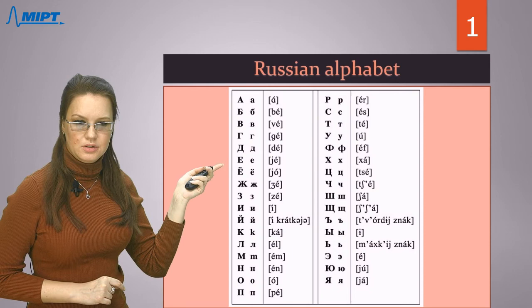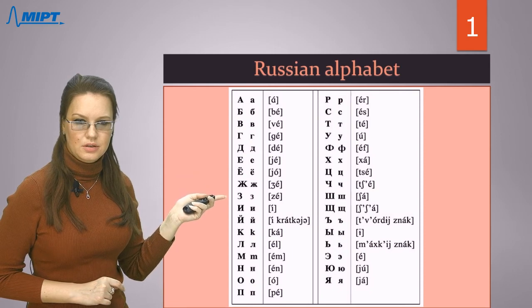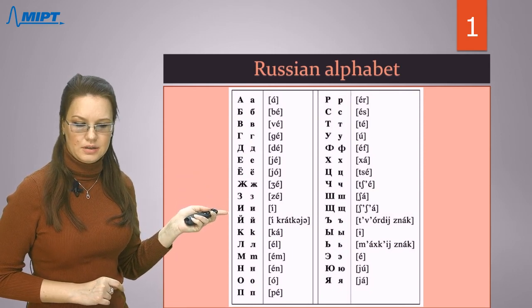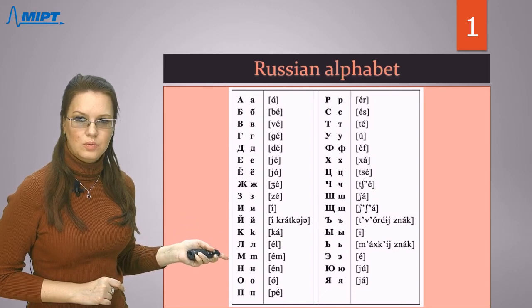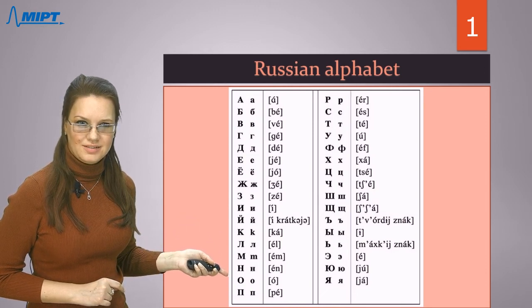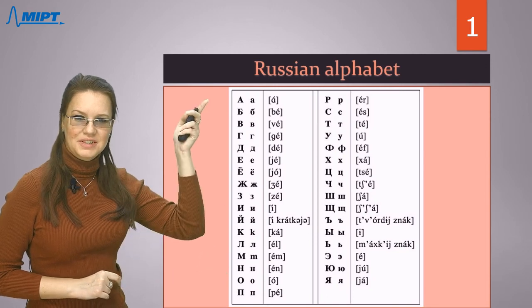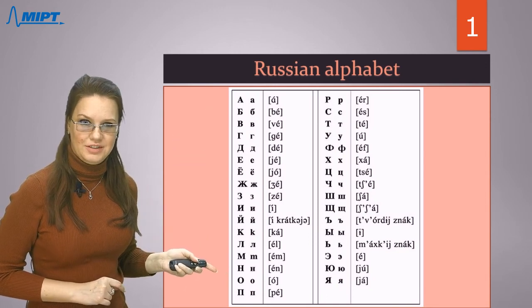Твердый знак, Ы, Мягкий знак, Э, Ю, Я. So these are the names of the Russian letters.